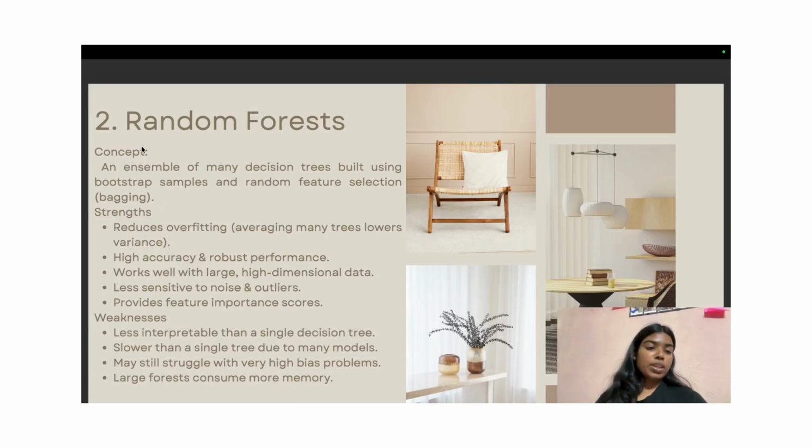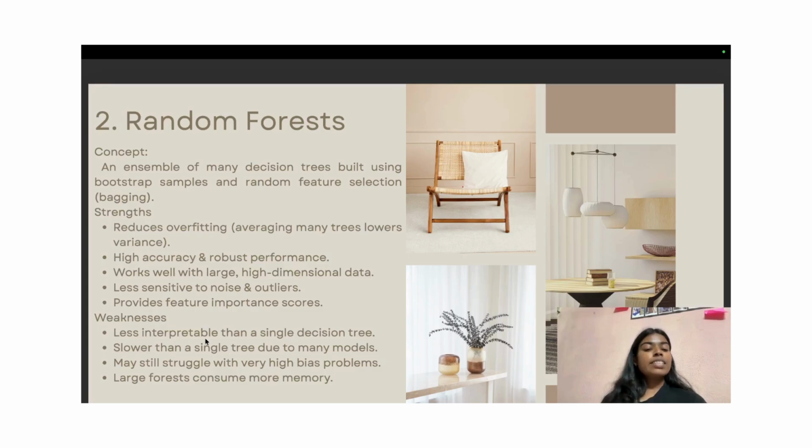Second is random forest. Concept: an ensemble of many decision trees built using bootstrap samples and random feature selection, that is bagging. Strengths are reduced overfitting, averaging many trees lowers variance, high accuracy and robust performance, works well with large high dimensional data and is less sensitive to noise and outliers, provides feature importance scores.